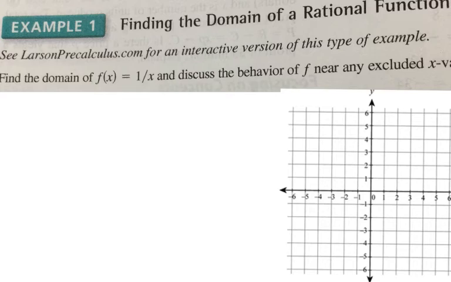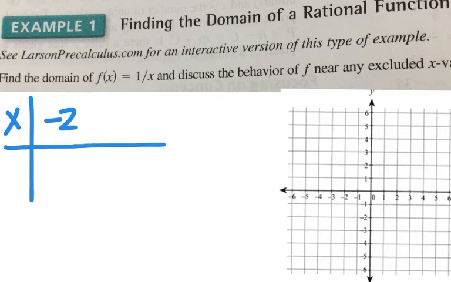Let's see what happens when we get close to 0 from the negative side. As I'm coming from negative infinity to 0, let's see what the graph is doing. Let me plug in negative 2. When my x value is negative 2, what's the y value? Plug negative 2 in. You would get 1 over negative 2, which is negative a half. So that means negative 2, negative a half is on the graph. Somewhere right here.